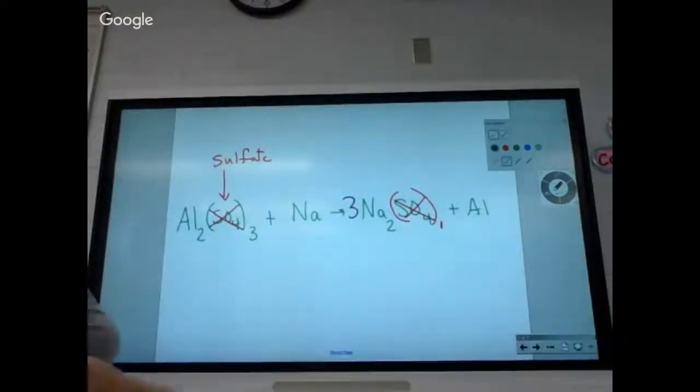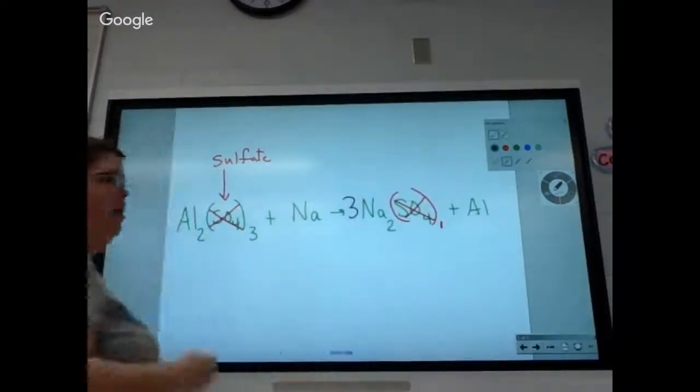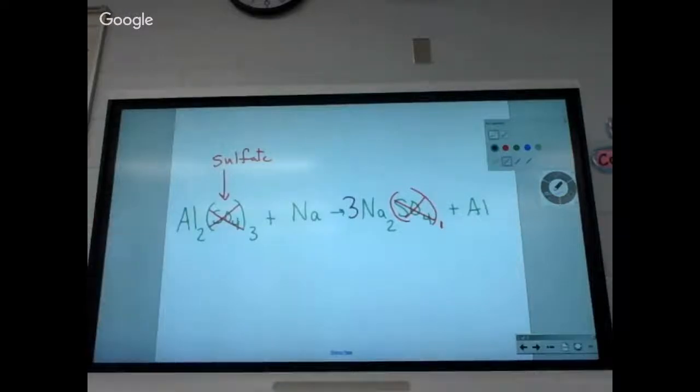So if I put a 3 on this side, I made 3 here, I made 3 here. They're balanced. I don't have to worry about what's inside. Okay? I don't have to count my S's. I don't have to count my O's.